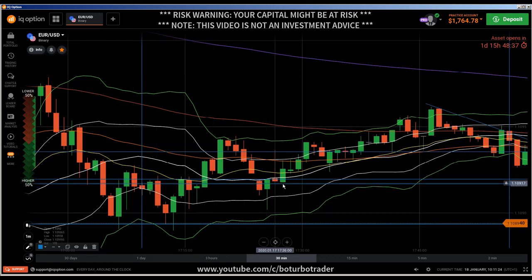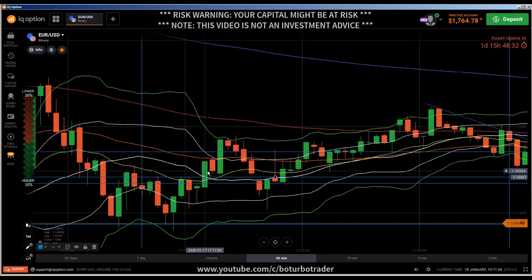We have the key level here, yes. So wait, so here, yes. So what happens here? We have a morning star. The next candle was a retracement candle, yes, a retracement candle, and after it, it continues going up.